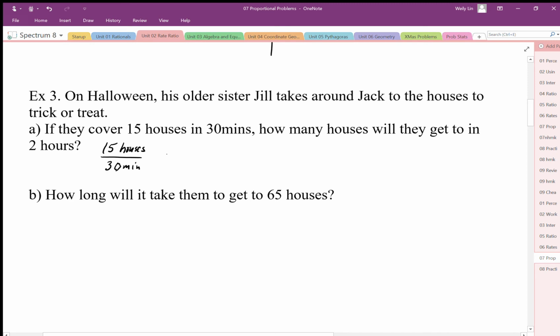And we can work out their rate for 2 hours. So that's going to be 120 minutes. So this is going to be an equivalent rate. So here we're going to use our times 4. I've got a times 4 going on here. So times 4, so that's going to be 60 houses in 120 minutes. So we can say 60 houses.